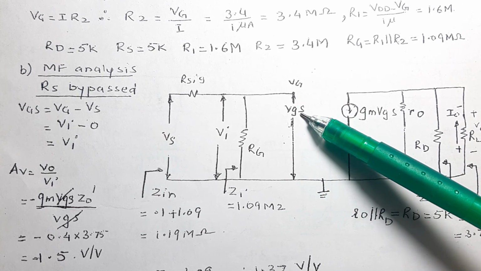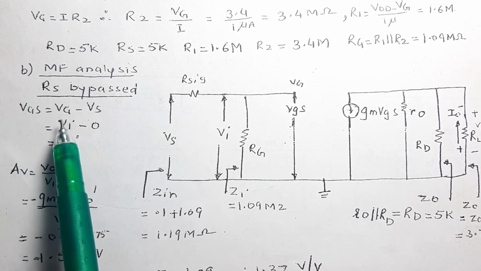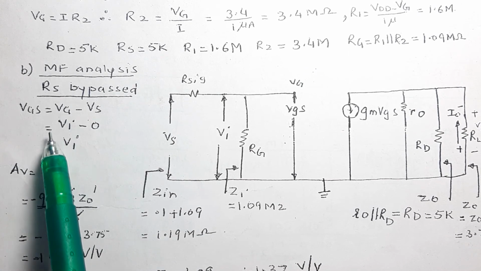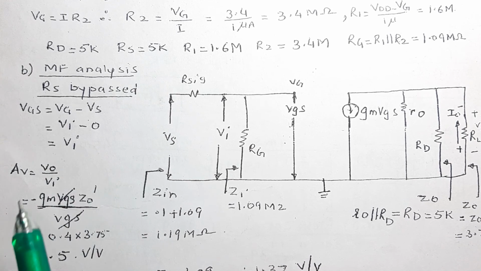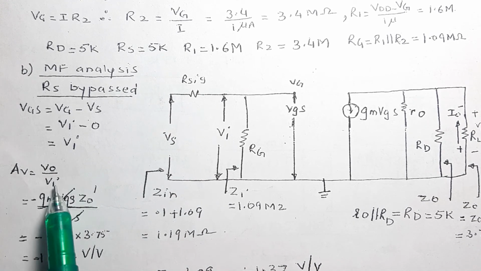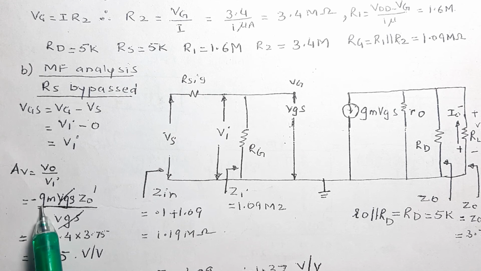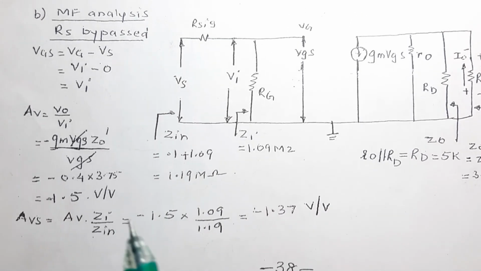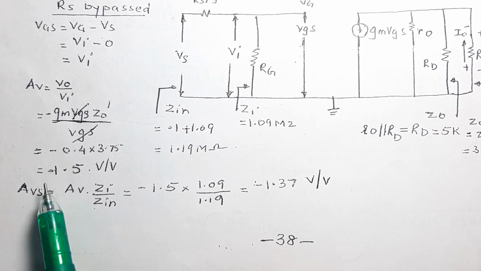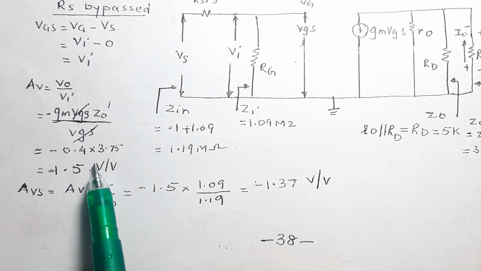That means we'll attack on VGS. We'll perform VG minus VS, which is equal to Vi minus Vo, that is Vi minus 0, which is equal to Vi. Now your AV is given as Vo by Vi, which is equal to minus of Gm into ZO dash, which is equal to minus of 0.4 into 3.75, which is equal to minus 1.5 volt per volt.